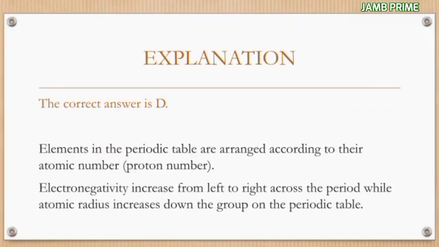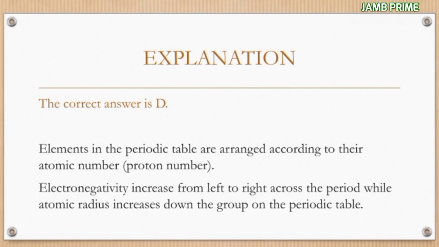So what is an atomic number? Elements in the periodic table are arranged according to their atomic number, or the proton number. So the atomic number is also called the proton number, and you shouldn't be confused by the terms. Note that an atom in general is made up of the proton and the neutron, then in the shell of an atom lies an electron. The proton is a positive charge, the neutron is neutral, and the electron is a negative charge.